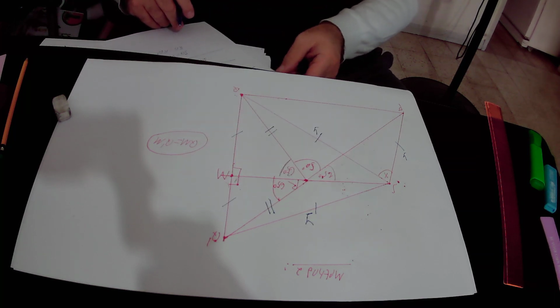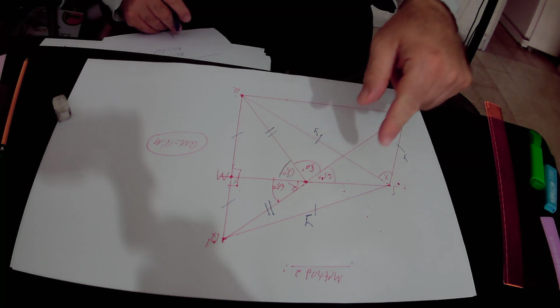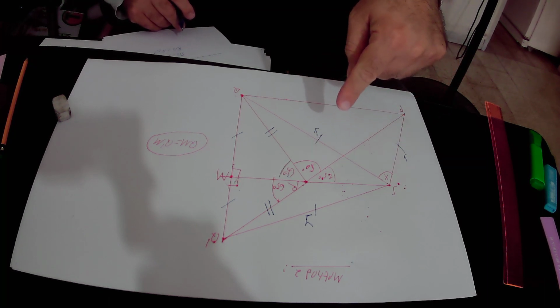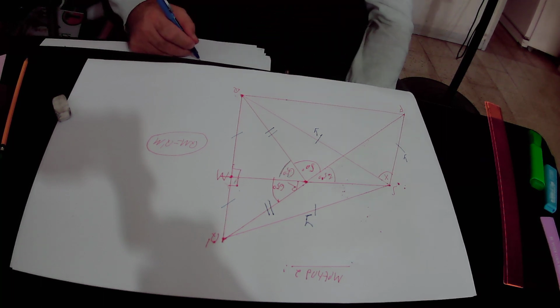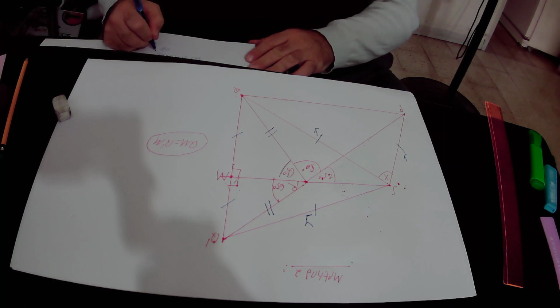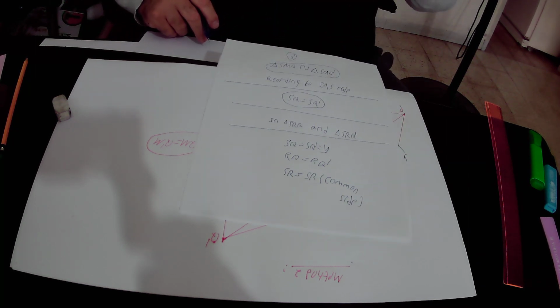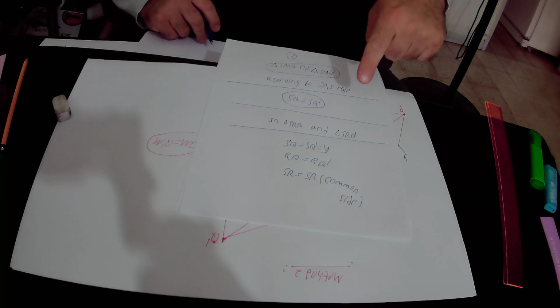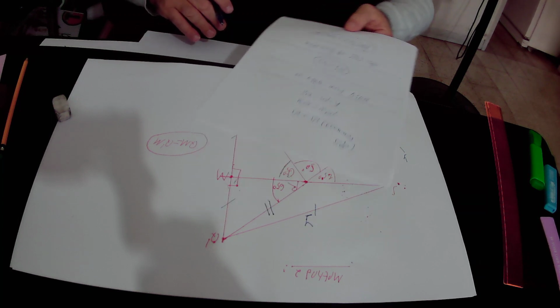And we have a common side. SR belongs to both triangles, to triangle SRQ dash, and SR also belongs to triangle SRQ. So SR equals SR is a common side. It belongs to both triangles. So we actually proved that triangle SRQ is congruent to triangle SRQ dash according to side rule. So I'll write it down.